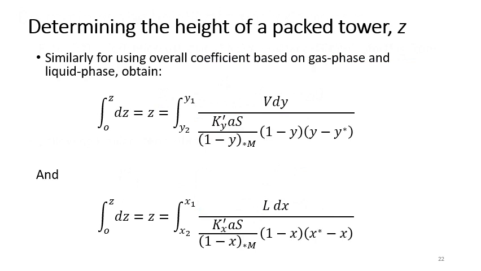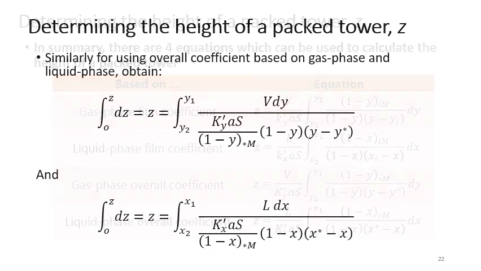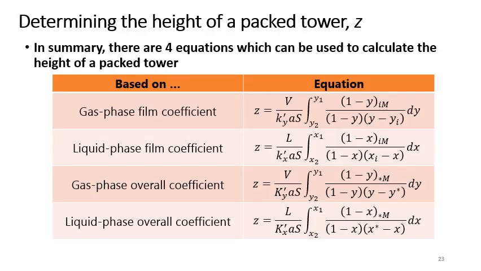We also have equations in terms of the overall coefficient for both gas phase and liquid phase. So you can try to repeat the derivation 4 times. One is gas phase film coefficient, then liquid phase film coefficient, then gas phase overall coefficient, and then liquid phase overall coefficient. So you will end up with 4 equations which can be used to calculate the height of the packed tower. These equations are very important for calculating the height of a packed tower. But you have to make sure you know what the equations are based on.